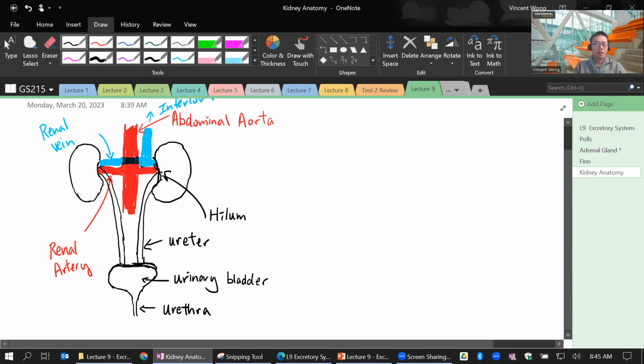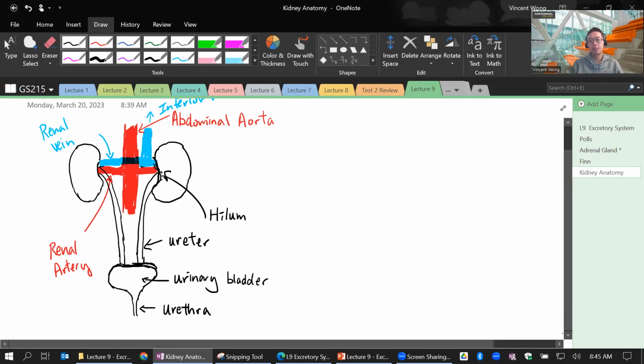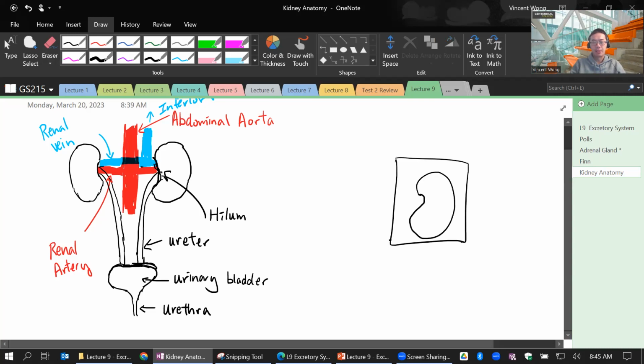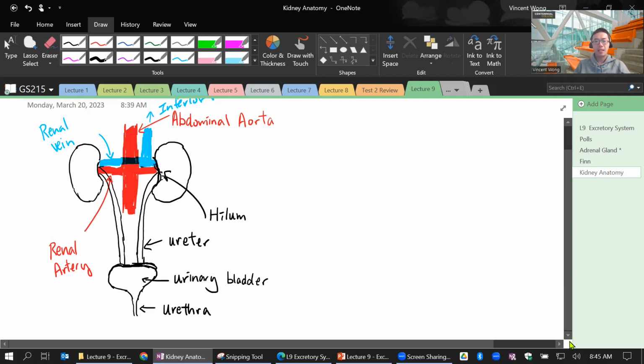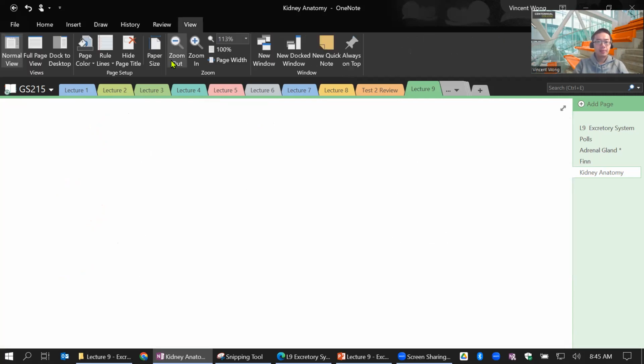So what we're going to do now is take one of the kidneys and cut it open. We will do a frontal section, a coronal section, and take a look at the inside. If this is your paper, you want to draw a big kidney, because we're going to be throwing a lot of stuff into the kidney. All right, so here we go. Big kidney. Try to do this properly.